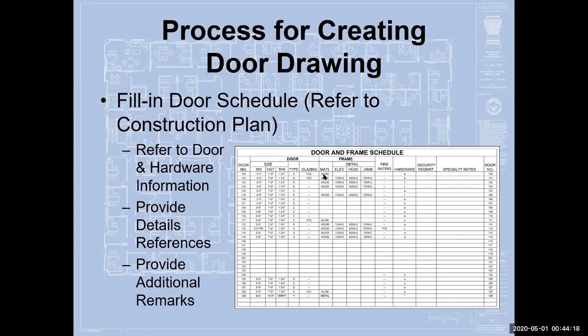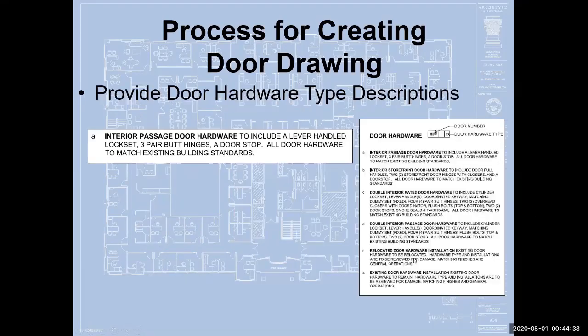Does it have glazing? Yeah, it's got glazing. It's got a metal aluminum frame because it's part of that storefront element. And we don't have to worry about the detailing because it's already provided in there. But you can see how, as we go across, here is our existing, E for existing, hardware group. So if we went back and we looked at existing, we'd see down here, existing door hardware to remain. Existing type and installation are to be reviewed for damage, and existing finishes in general operations. Make sure that they're working correctly.